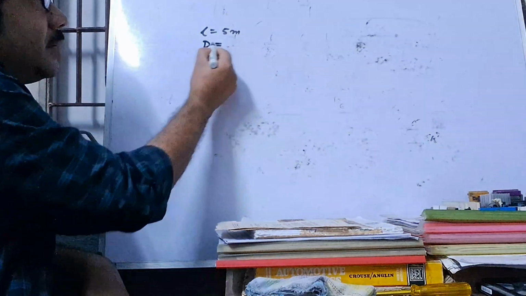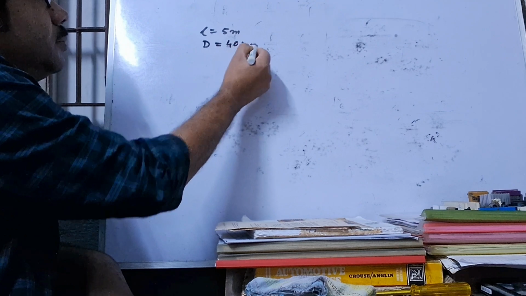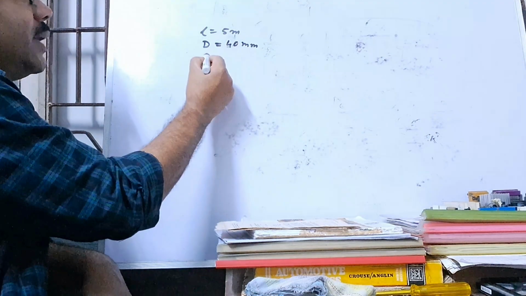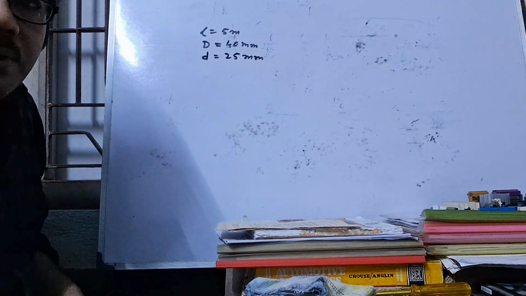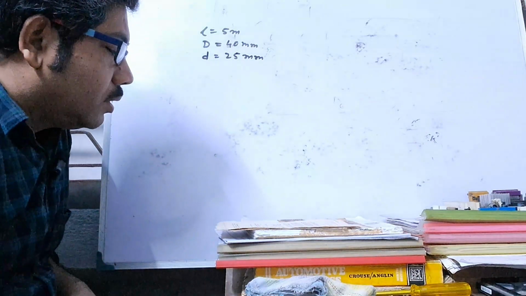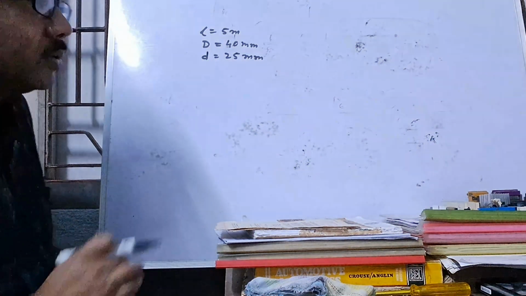Hollow, that means this is the outer diameter, 40 millimeter, and 25 millimeter. That means this is the inner diameter, 25 millimeter. It was found to extend. That means this is deformation.